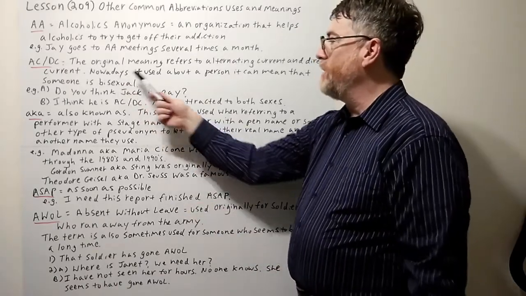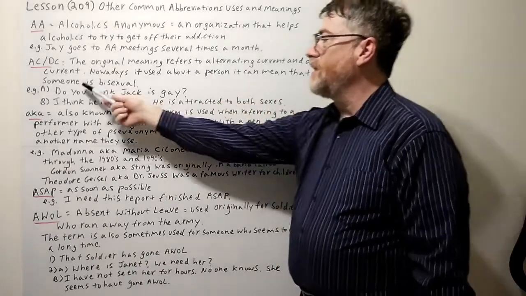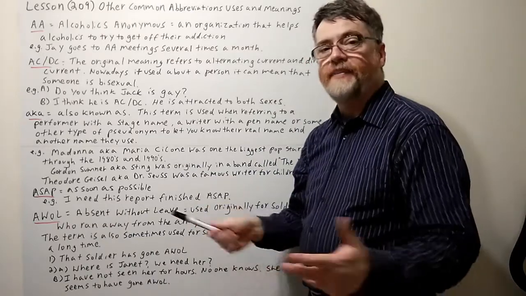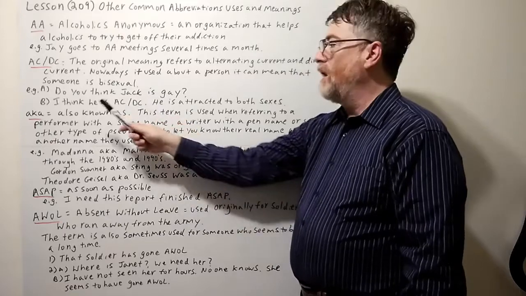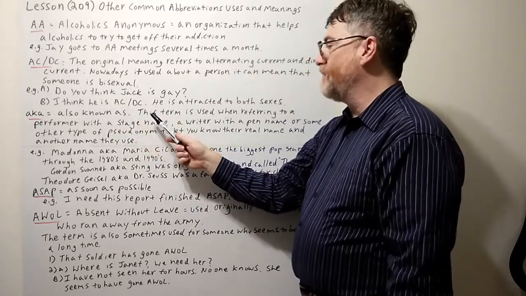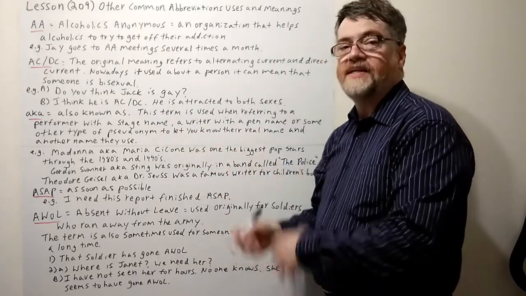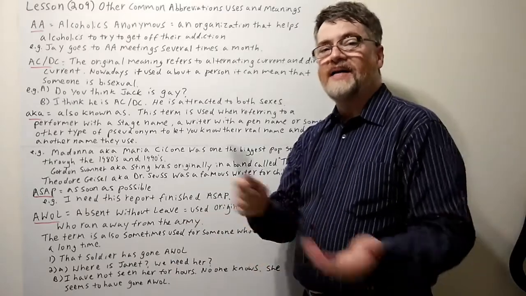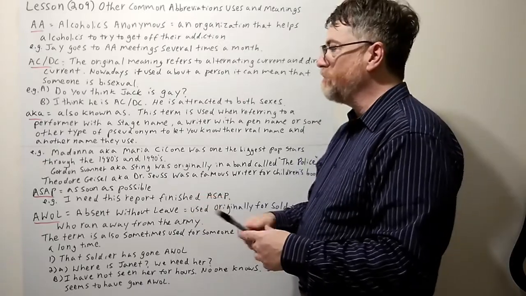So let's continue with the note here. It says, nowadays, it's used about a person. It could mean that someone is bisexual. So let's look at the example here. A says, do you think Jack is gay? B says, I think he is AC/DC. Yes, he is attracted to both sexes. So that's the way it could be used. So AC/DC could mean somebody is bisexual today, too.